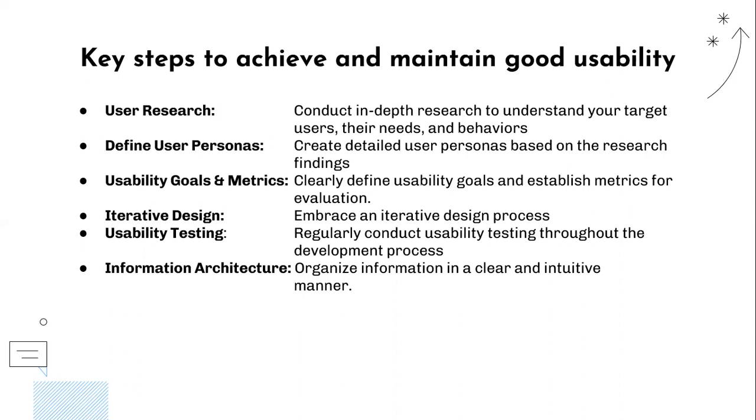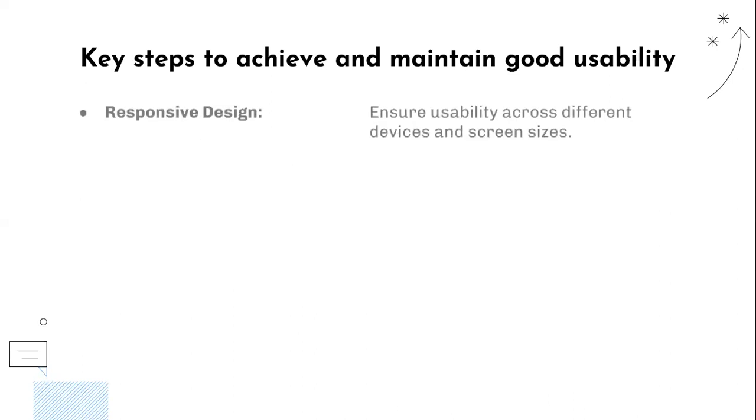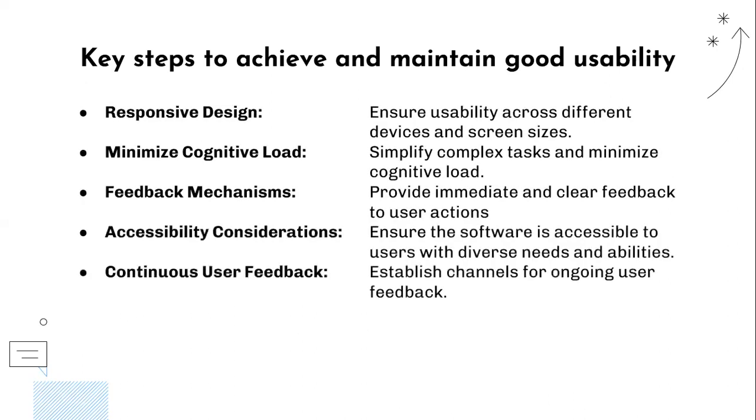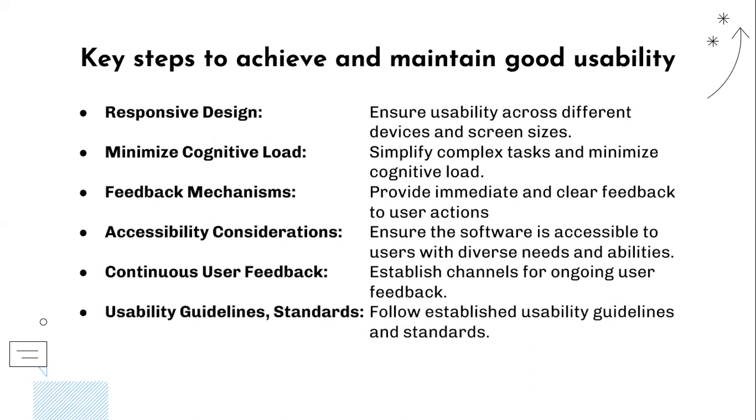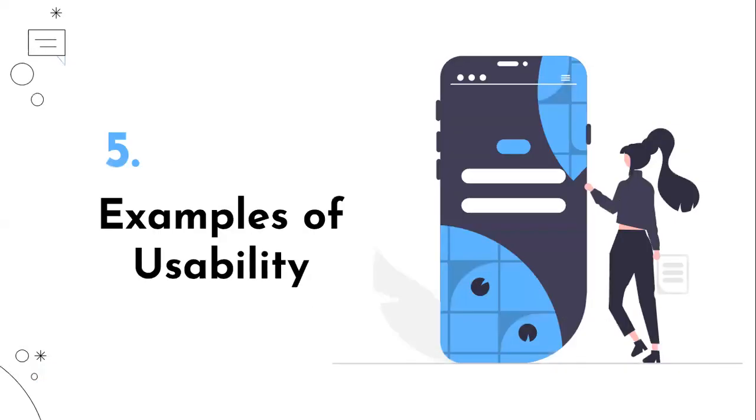Embrace an iterative design process. Regularly conduct usability testing throughout the development process and organize information in a clear and intuitive manner. Also, ensure usability across different devices and screen sizes, simplify complex tasks, and minimize cognitive load. Provide immediate and clear feedback to user actions. Ensure the software is accessible to users with diverse needs and abilities. Establish channels for ongoing user feedback, and follow established usability guidelines and standards.